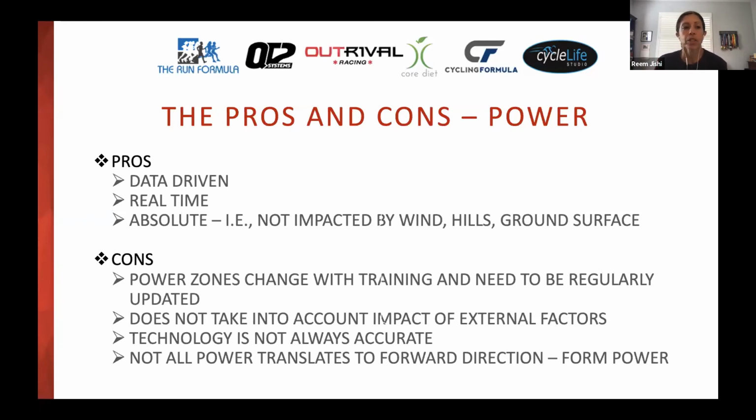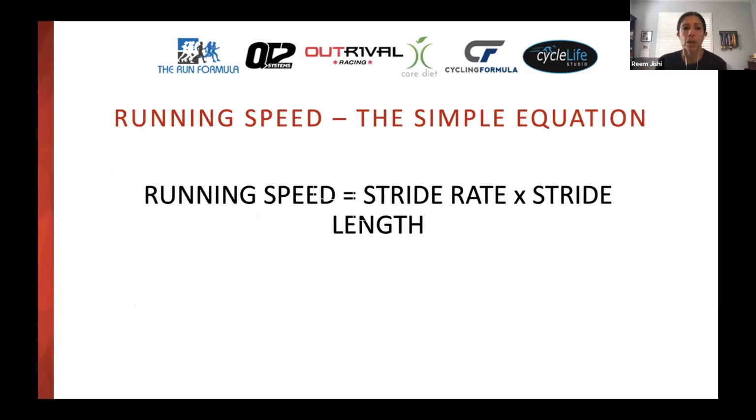But fortunately, there's a ridiculous amount of data that's out there that you can look at that can help you do it. So, okay. I'm going to go on here and talk about running speed. And so the simple equation for running speed is it's stride rate times stride length. So if you want to get faster, you need to improve one or the other of those.